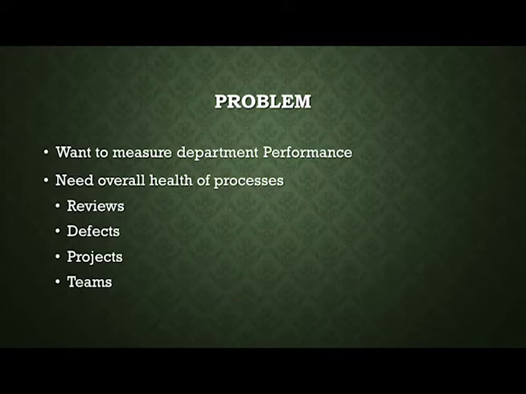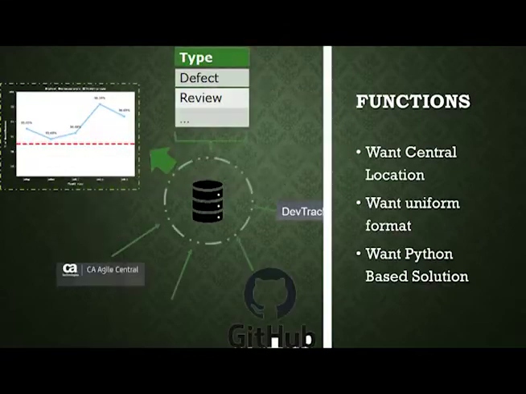What John Deere wants is to fix a problem with department performance. They have a couple ways of doing it, but they want it all in one central location due to the fact that most of their development teams are on different programs such as GitHub, Collaborator, and different progress tracking development softwares. They need to check the overall processes such as project reviews, project defects, and team members. They want at a central location.